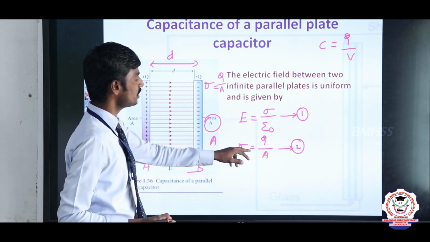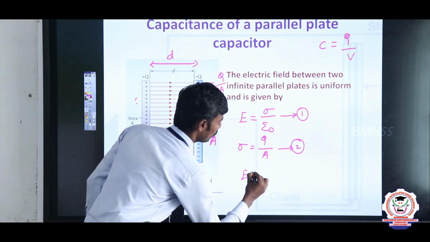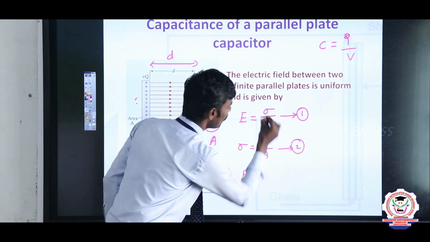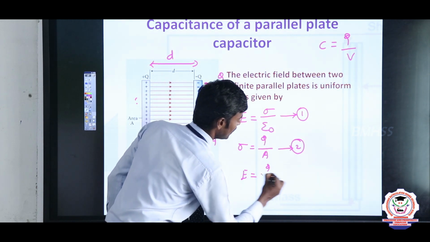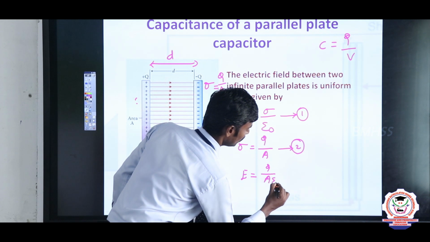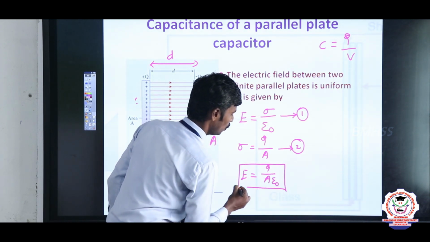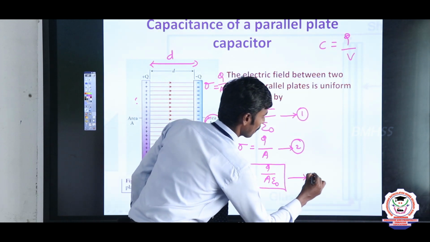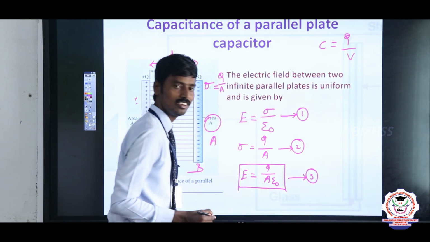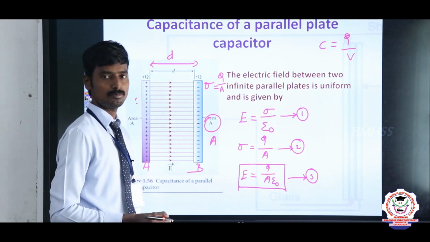Substituting this sigma value in the above equation, we get the electric field E equal to sigma value Q by A into epsilon 0. This is the electric field between the two parallel plates. E equal to Q by A epsilon naught.